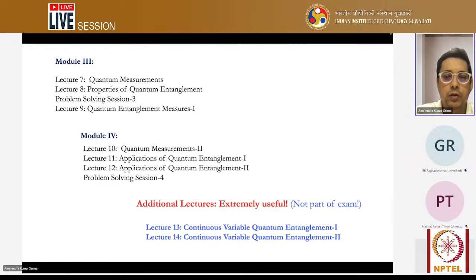And there are going to be another 2 lectures you will get under module 4. These are additional lectures, and they are not going to be part of the examination. One is lecture number 13 and the other is lecture number 14. This is on continuous variable quantum entanglement. And personally, I think that while these 2 lectures are additional, they are of immense importance for anyone who wants to start doing research in the area of quantum entanglement.